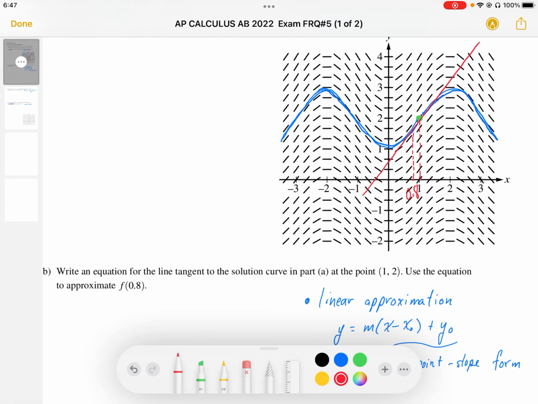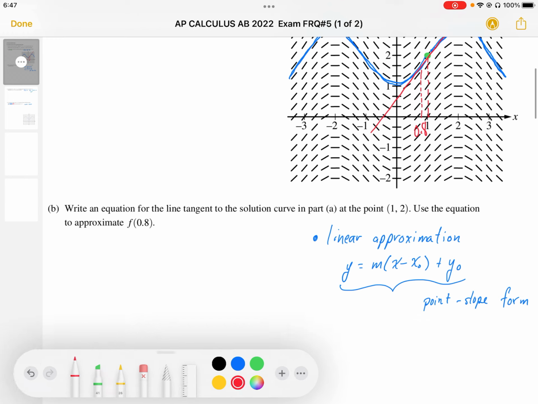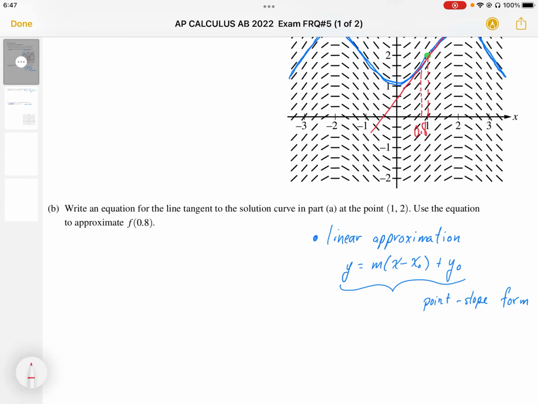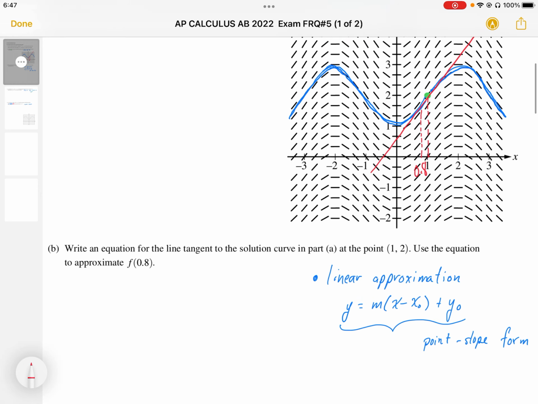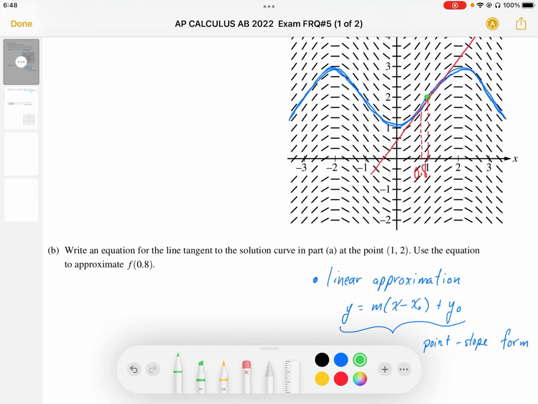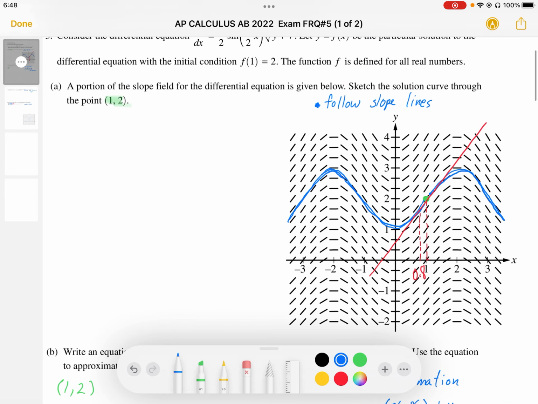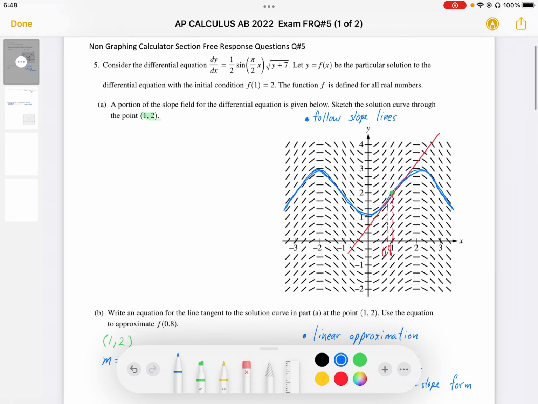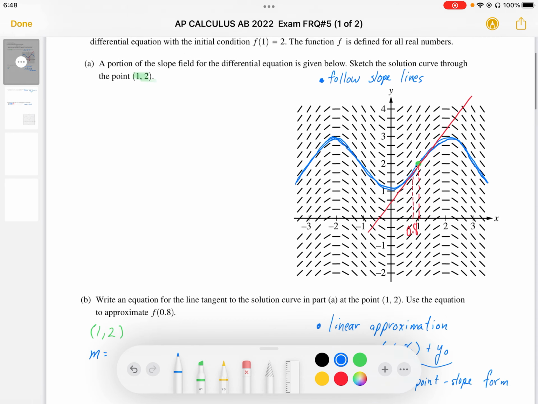We're going to use linear approximation, which means we need to come up with that tangent line equation. We're going to use point-slope form. To use point-slope form, we need a slope and an x and y coordinate. Well, we've been given the x and y coordinate, which was (1, 2). We just need to figure out the slope. To figure out the slope, I'm going to use that differential equation and plug in 1 and 2.